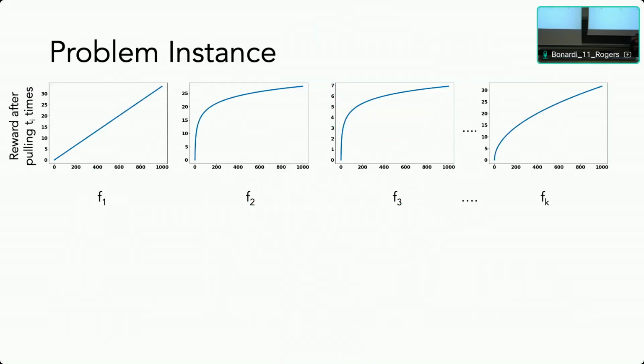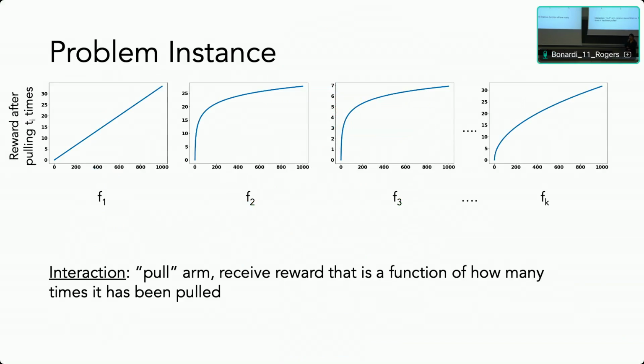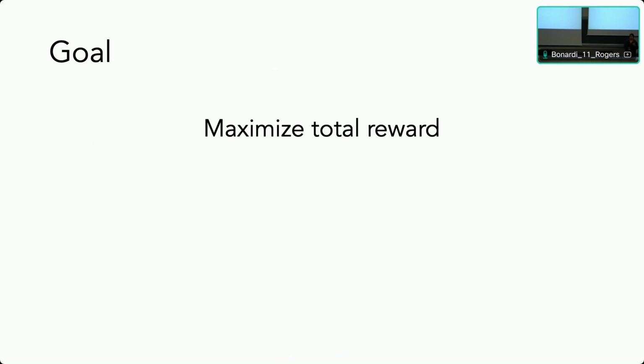So we formalized this as a K-armed bandit problem. In this problem, each bandit arm has associated with it a function f_i that is increasing as a function of the number of times it's been pulled. And so the interaction is as you would expect for a bandit problem. You pull the arm and you receive the reward. Our goal is to maximize the total reward.